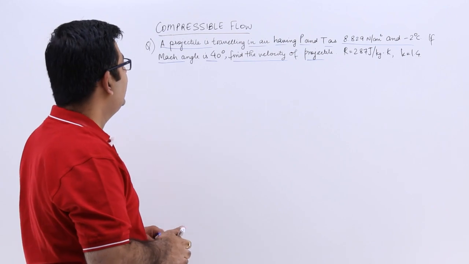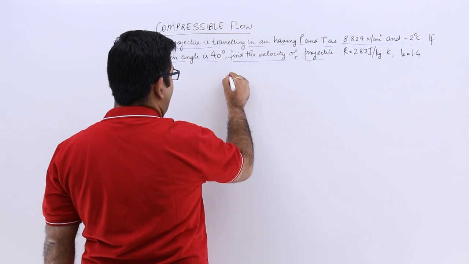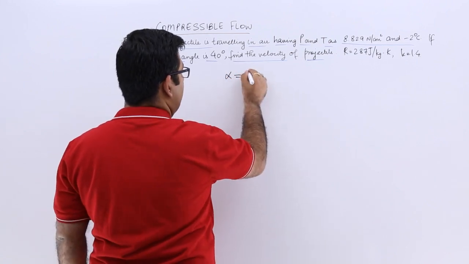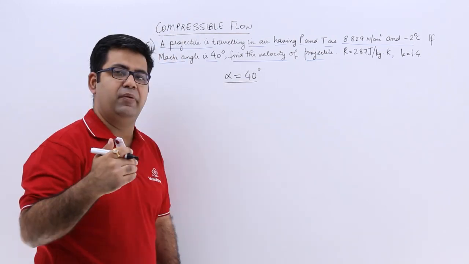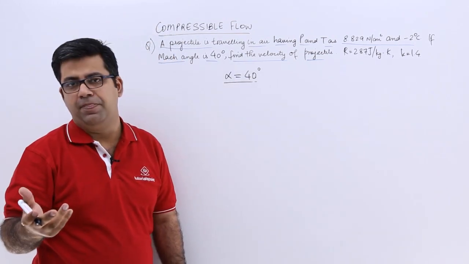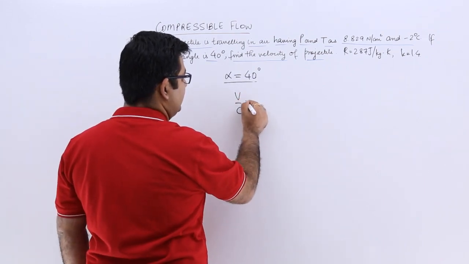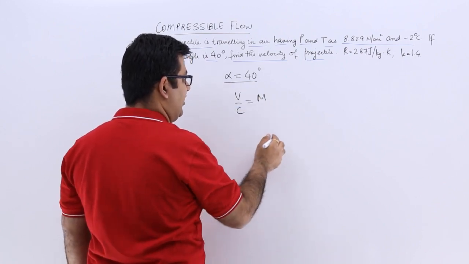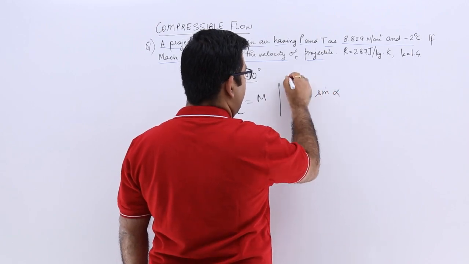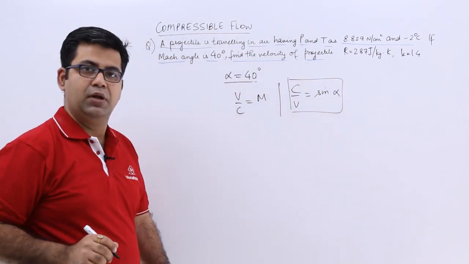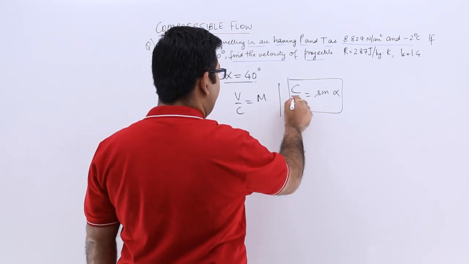Now, we have a case of a projectile with a Mach angle. The Mach angle is denoted by alpha, which is 40 degrees in this case. Now, the relation between the velocity of the body and the velocity of sound, if you write it like this, is the Mach number. But if I write it c by v, this is the sine of the Mach angle. So from here, we can find out the velocity of the projectile.